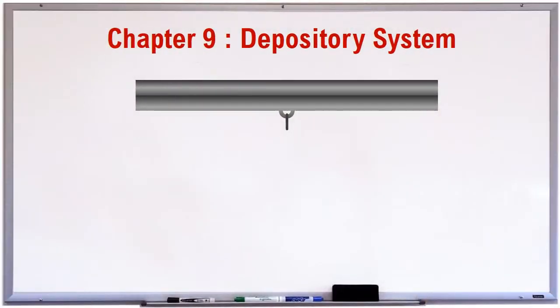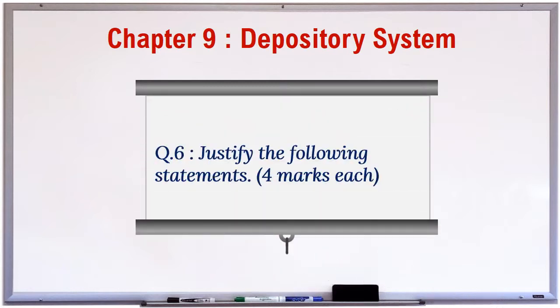Chapter 9. Depository System. Question 6. Justify the following statements. 4 marks each.